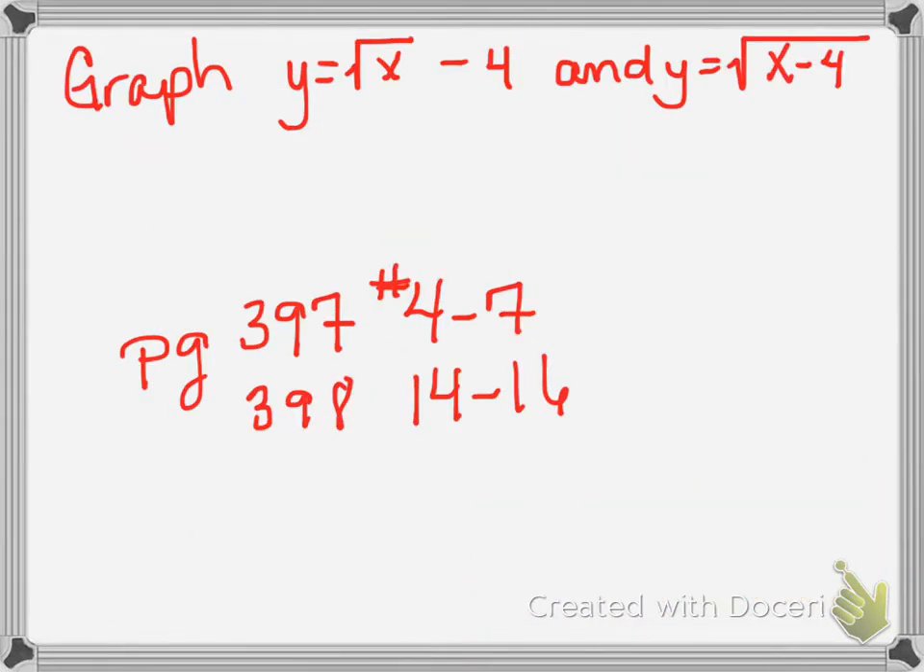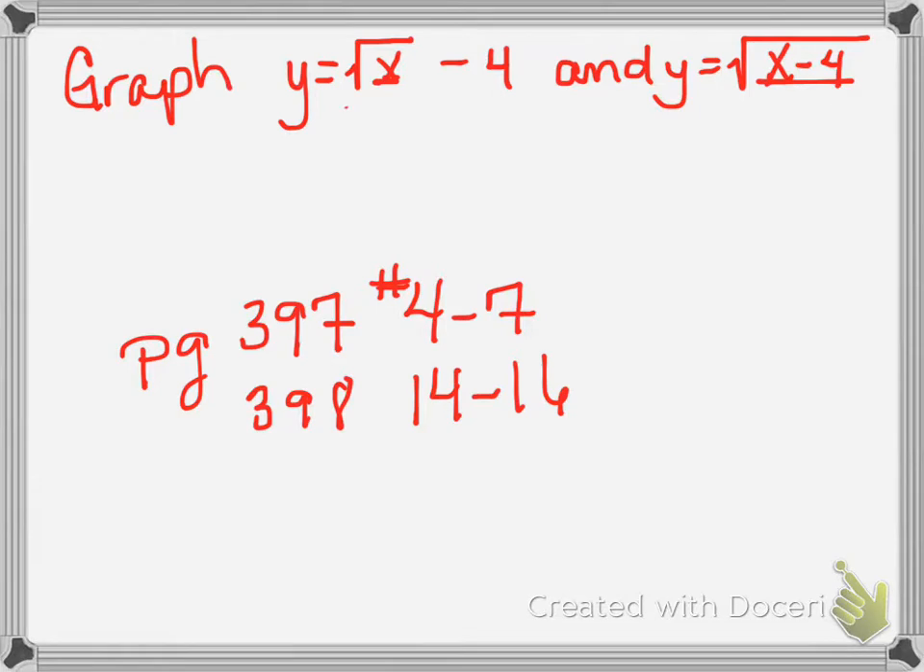Your assignment is to graph y equals the square root of x, and then outside of the square root is negative 4. And I also want you to graph y equals the square root of x minus 4. So here my radicand is just x. Here my radicand is x minus 4. Graph those, and then I want you to compare and explain why those two graphs are different. What happened from one to the other.